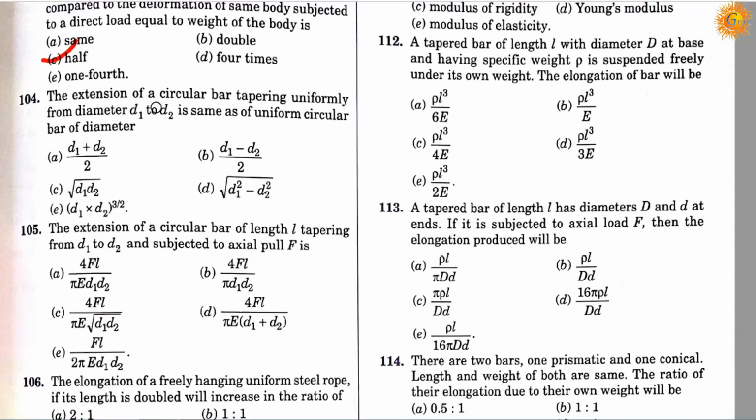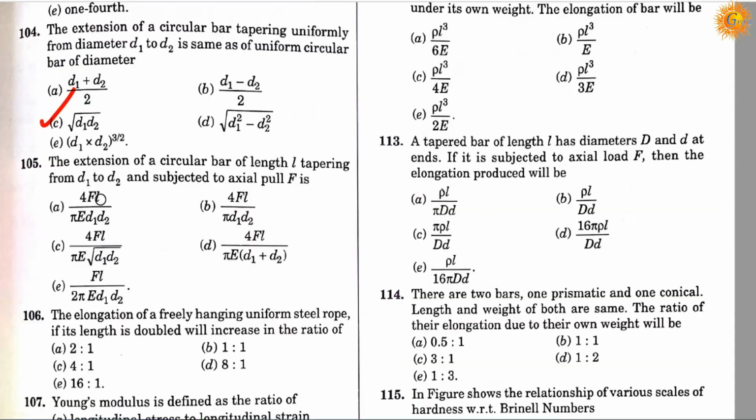The extension of a circular bar tapering uniformly from diameters d1 to d2 is the same as the uniform circular bar of diameter: option A (d1 plus d2) divided by 2, option B (d1 minus d2) divided by 2, option C under root of d1 d2, option D under root of (d1 square minus d2 square), and option E d1 into d2 power 3 by 2. Correct answer is C. It will be under root of d1 into d2.